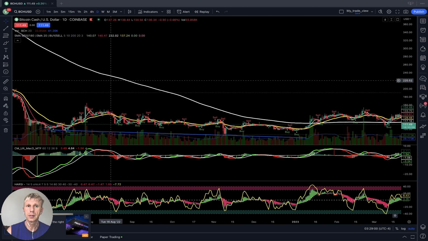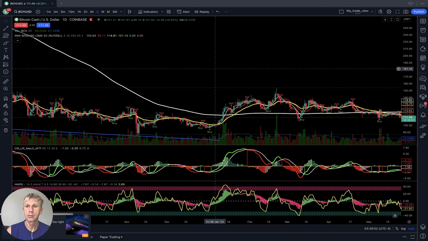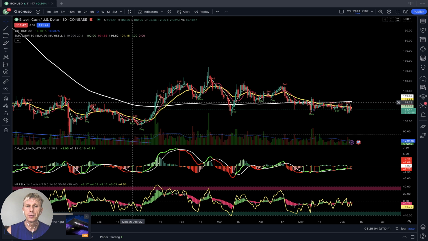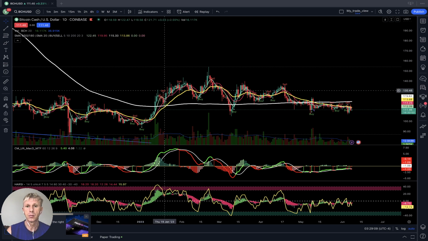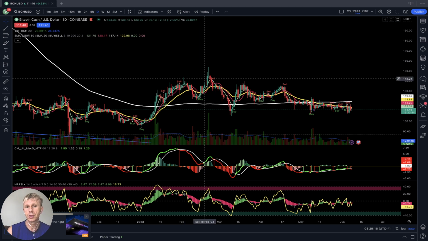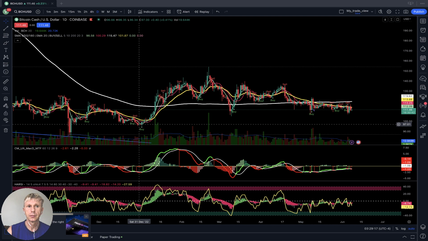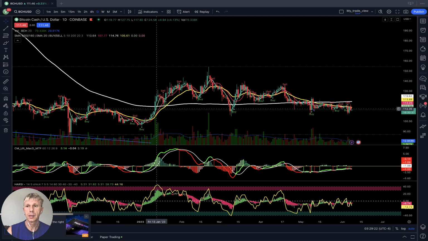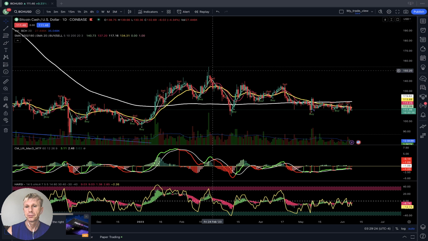What it did recently, for the last couple months, MA20 did bullish crossover over 200, and it was in the bullish territory. The bars were above 20, it was bullish trend, right? It was powerful, the bullish trend. It moved Bitcoin Cash from like $96 up to 150.